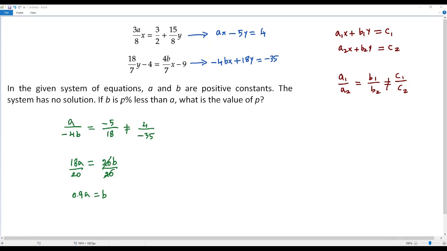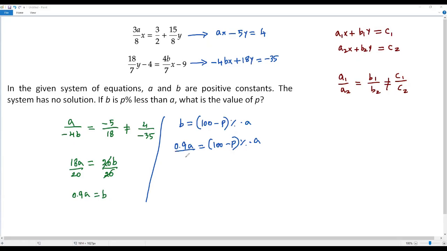Now, let me consider the other information we have in the question. That is, b is p percent less than a. Now, we can write this as an equation. That is, b equals p percent less than a. Since it is p percent less than a, we have to subtract this p from 100. That is, 100 minus p percent times this quantity a. So here I have written this statement as an equation. Now for this b, we can plug in 0.9a. Let me plug in: 0.9 times a equals 100 minus p percent times a.